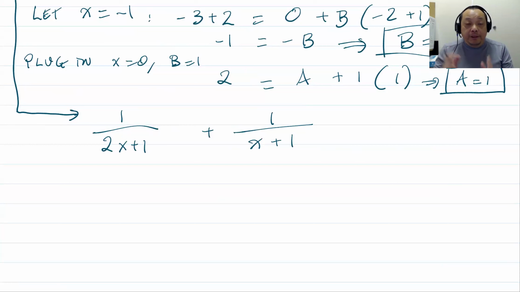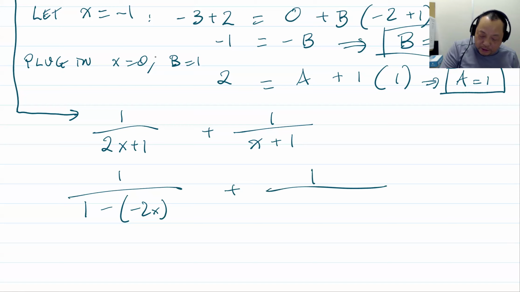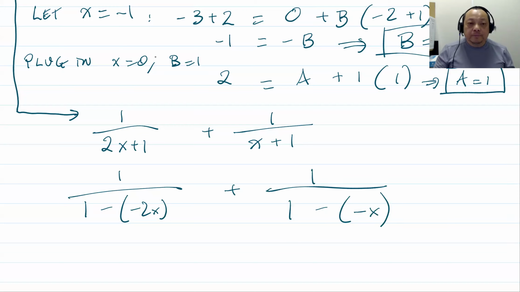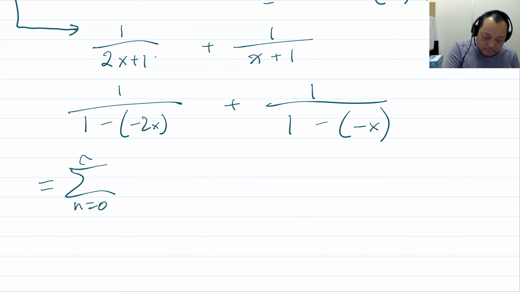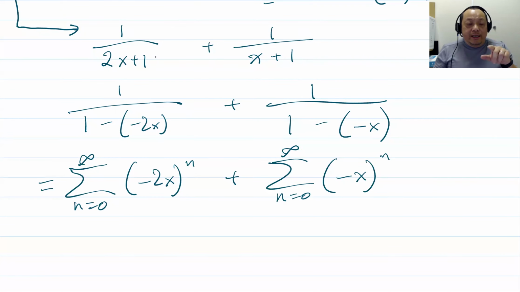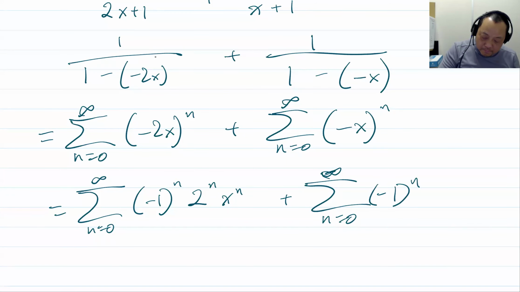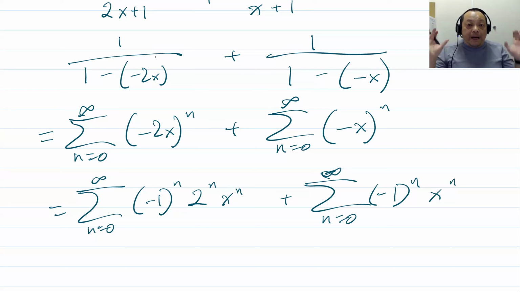And now each of them can be written as a geometric series. The first one is 1 over 1 minus negative 2x like that. And the second one is 1 over 1 minus negative x. And when I have a negative like that, it indicates an alternating series, so I should factor out the negative 1. Great, so now I have 2 power series.